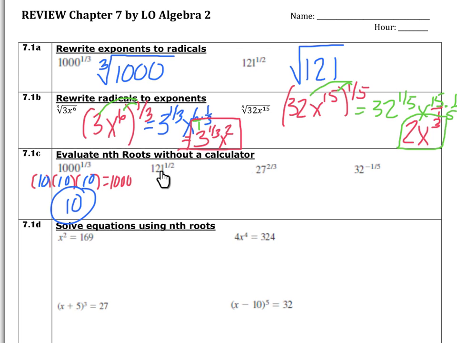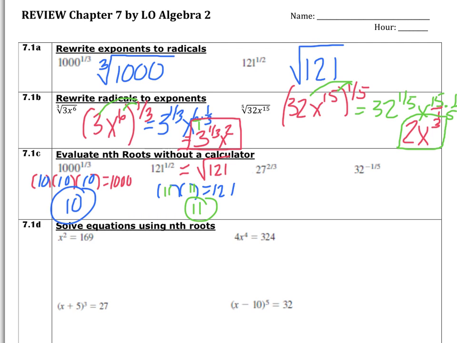This one right here is the 1/2 root of 121. If you want, you can always rewrite them as radicals. It's the square root of 121. Square root just means what number 2 times gives us 121. The answer to that would be 11, so it's 11.